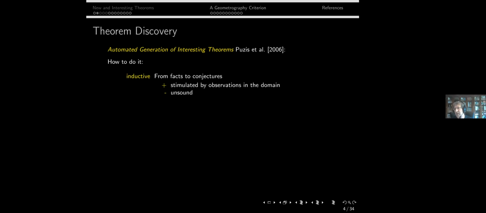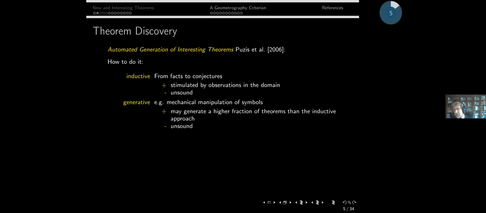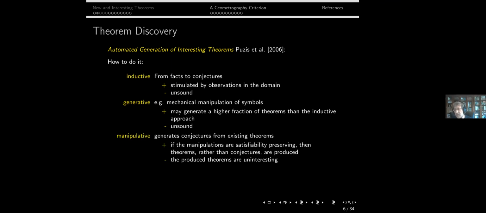Inductive, from facts to conjectures. So it is positive in the way that it is stimulated by observations in the domain, but the problem is that it can be unsound. Generative, mechanical manipulation of symbols. Okay, it can generate a higher fraction of theorems, but again it is unsound. Manipulative, we will speak about that in a few minutes maybe. Generate conjectures from existing theorems.